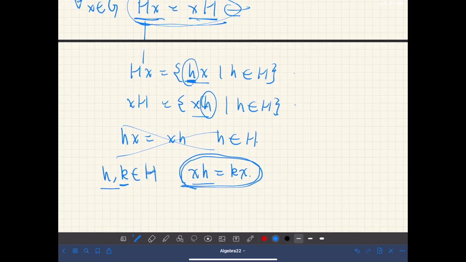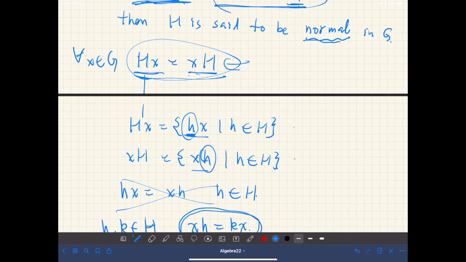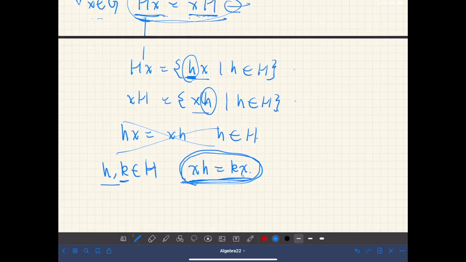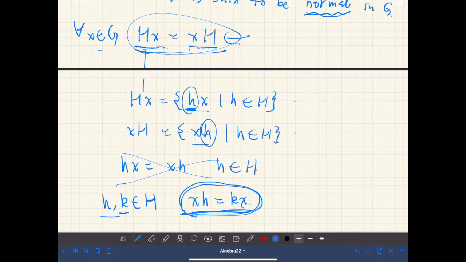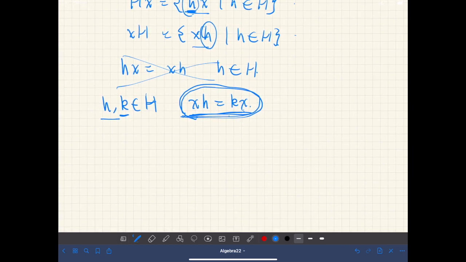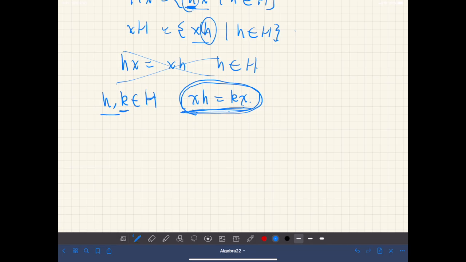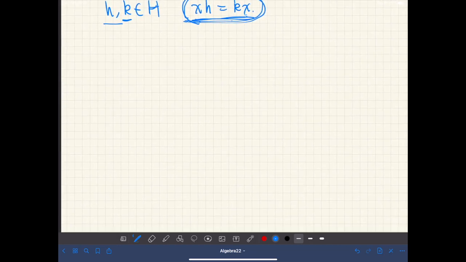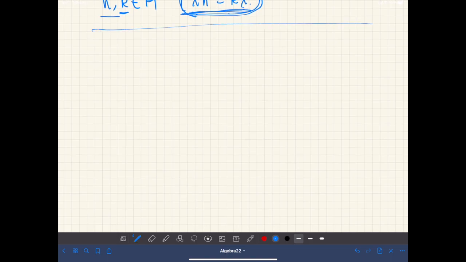Okay, so this is a kind of relaxed version of commutativity. So this doesn't exactly mean commutative. Okay, so H and X, all elements in H and all elements in G, they do not commute in general. So it's a little bit more relaxed version of commutativity. And this definition of normal subgroups can be relaxed to some extent according to the following theorem.